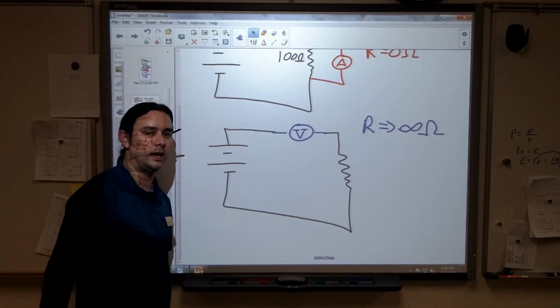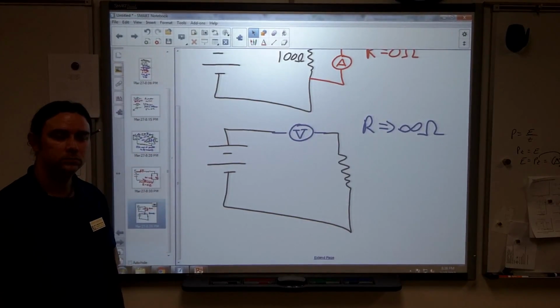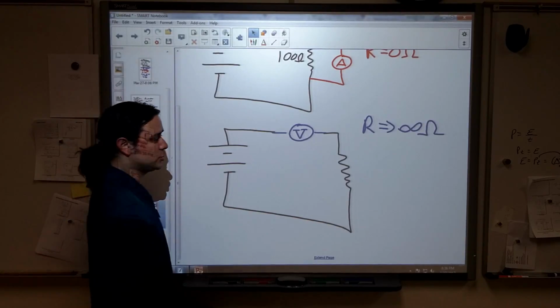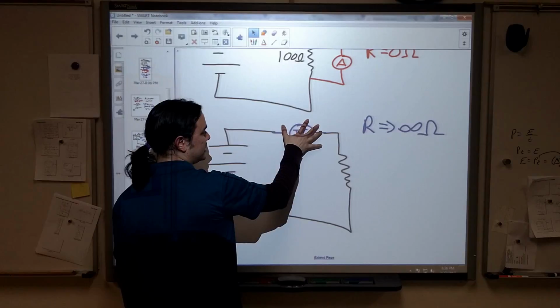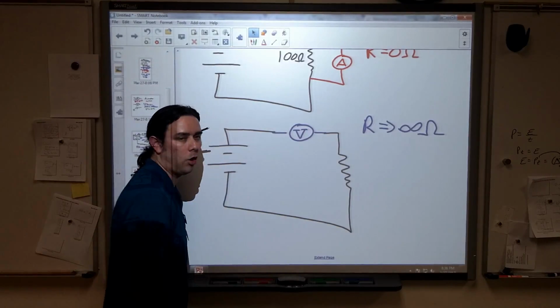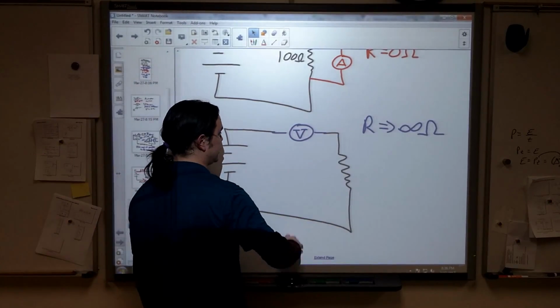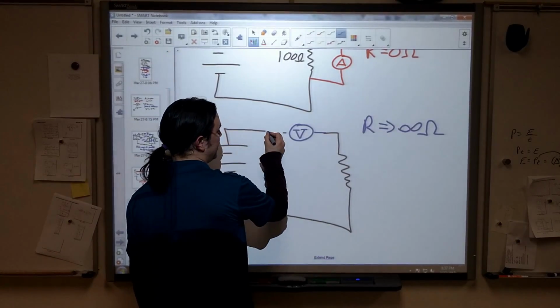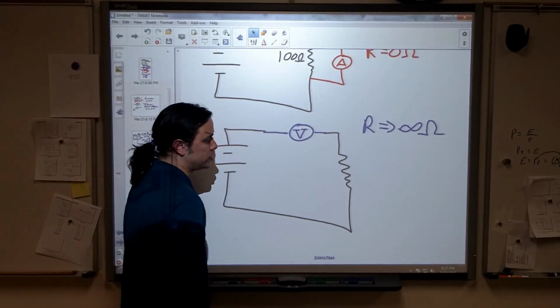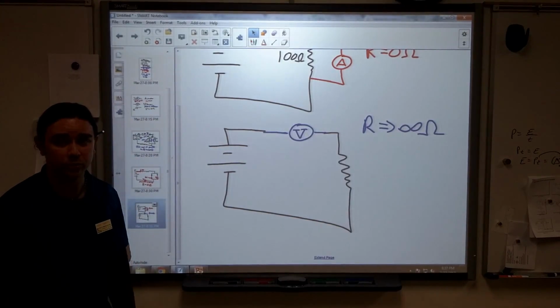Are you going to have a whole lot coming out of the battery? No. Doesn't actually matter what this thing is. You're not going to have much coming out of the battery because this is basically a brick wall that you've set up. You might as well just have an open circuit. Setting up a voltmeter in series will actually pretty much disable your circuit.